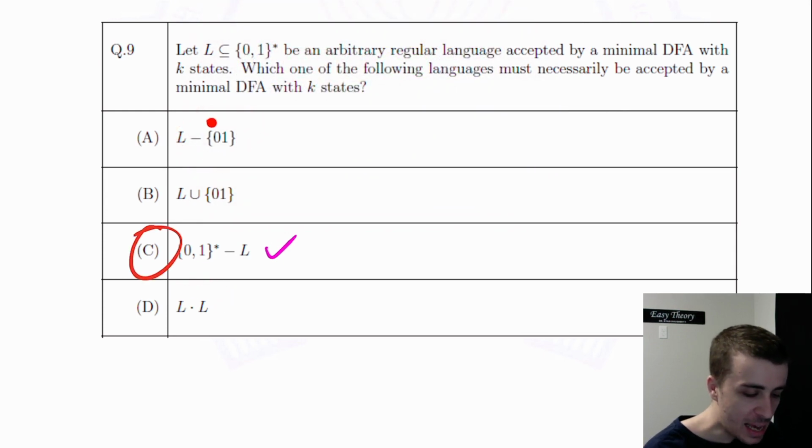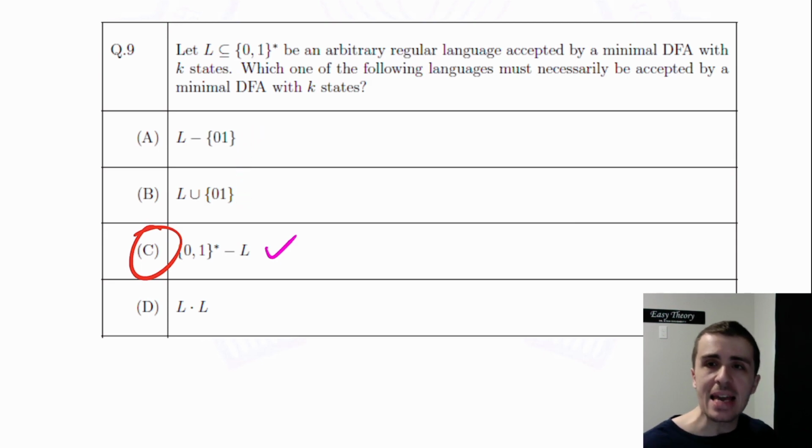For A and B, I think if you had K equal to 1, then for these two, you need to have at least 2 states. Actually, at least 3 states, I think. To get the 0 and 1, you must have at least 3 states here. So for these ones, you need at least 3 states, but the DFA for L had 1 state. So these are not right.